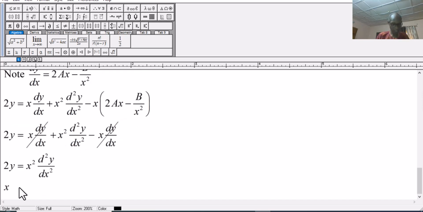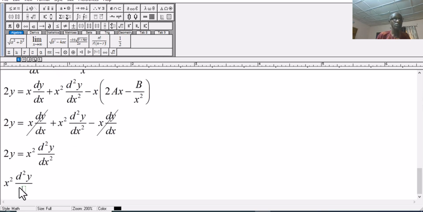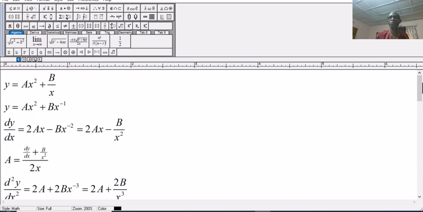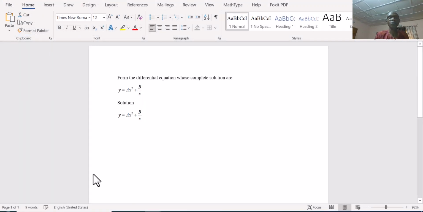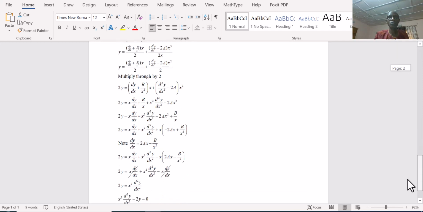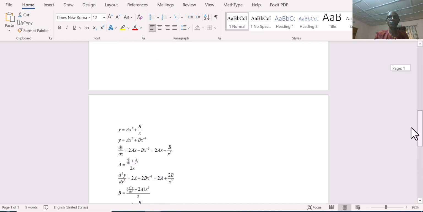You can put it like this: x squared d²y over dx squared minus 2y equals to 0. You can put it like that. So this is how to go about solving this differential equation, forming it. We have formed it, because now we have at least one derivative in the equation, so it's now a differential equation. So this is the solution to the question we are asked to solve.